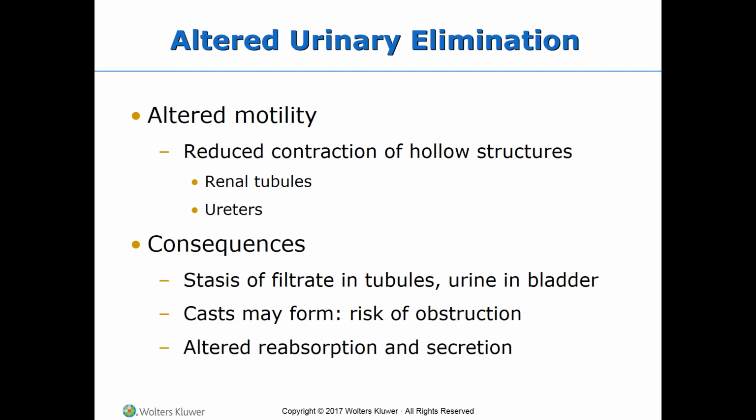Okay, so problems of elimination of urine can be because your ureters are not contracting properly. The renal tubules might be obstructed, and whenever you have altered mobility, you have stasis, or basically a stagnation of the urine. And stasis can happen at several levels: within the renal tubules, within the kidneys, of course, within the urinary bladder, within the ureters, and within the urethra.